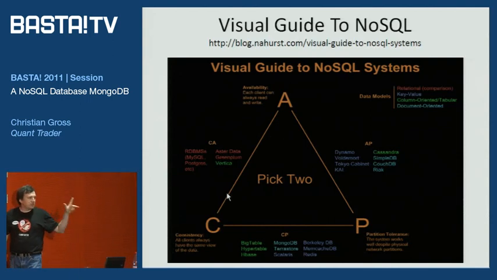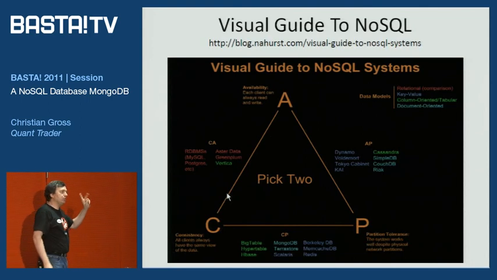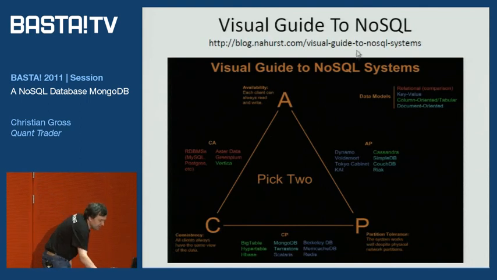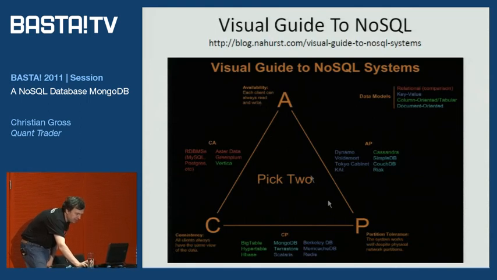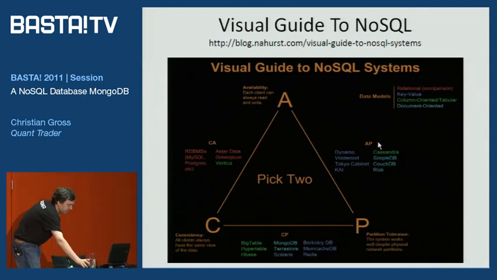Regardless of the data storage system, you can only have 2 of those attributes. So let's take a look at it. This is the CAP theorem. You can have availability, you can have partition tolerance, or you can have consistency.